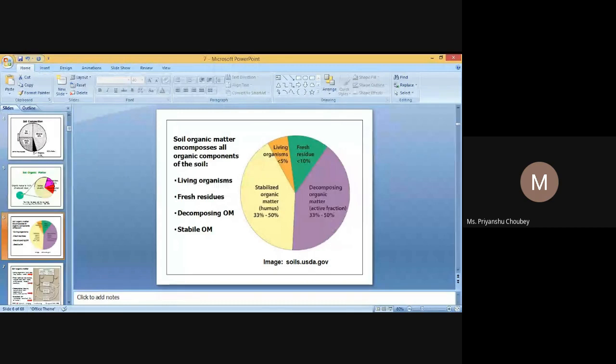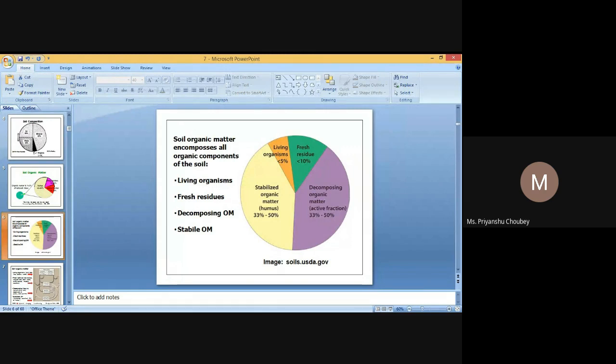Loam: 30 to 50% sand, 30 to 50% silt, and 0 to 20% clay. Silt loam: 0 to 50% sand, 50 to 100% silt, and 0 to 20% clay. Sandy clay loam: 50 to 80% sand, 0 to 30% silt, and 20 to 30% clay. And silty clay loam: 0 to 30% sand, 50 to 80% silt, and 20 to 30% clay.